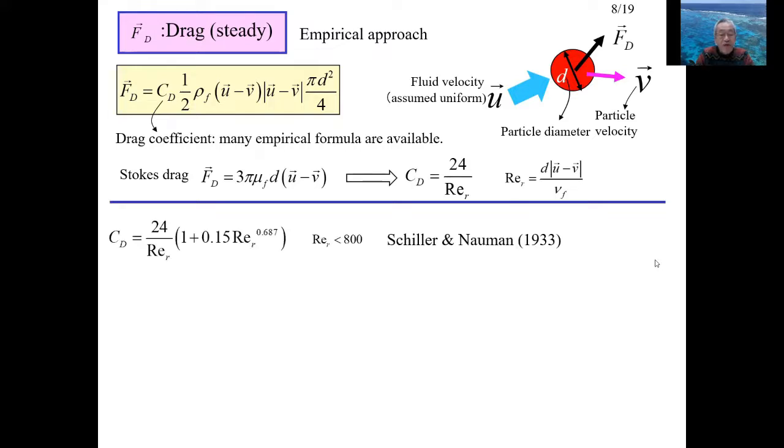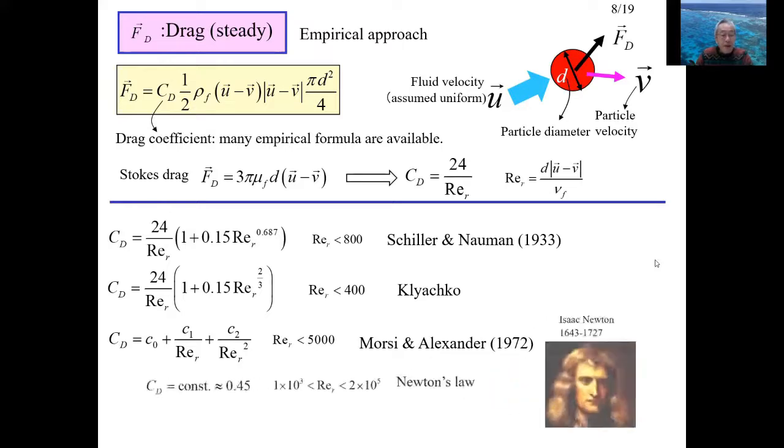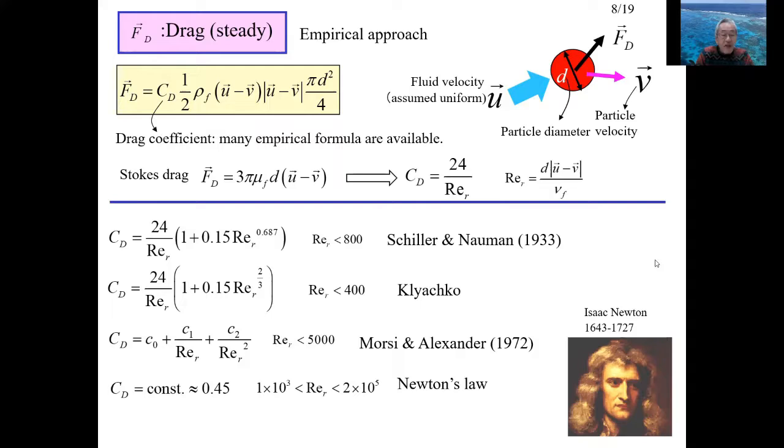The Schiller and Naumann formula is the most popular formula for multiphase flow research. Kravchenko modified the formula of Schiller-Naumann. This new formula is convenient when a cheap calculator is used. The formula that can be applied up to a large Reynolds number is that of Morsi and Alexander. The coefficients C0, C1, and C2 are given empirically. If the Reynolds number is in the range of 1,000 to 200,000, C_D can be regarded as a constant, 0.45.